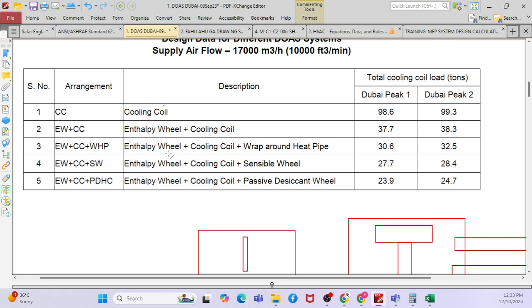If they go with the enthalpy wheel with the wrap-around heat pipe, you can see how much saving. If they go with the sensible wheel, how much saving, right? If you go with only the cooling coil, you have to buy an AHU of 99 TR. But if you go with the double heat wheel, you can save approximately 60 tonnage of energy, right? So this is a comparison sheet.